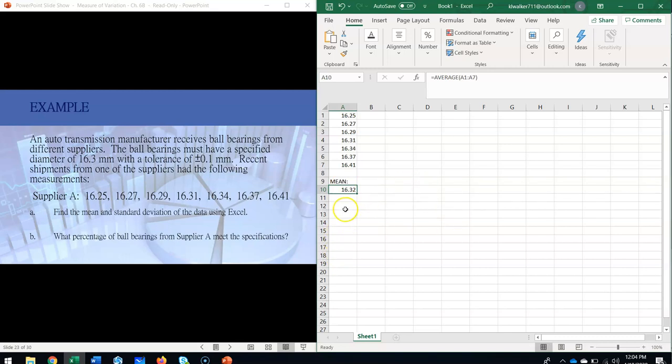Okay, now let's do the standard deviation. So for standard deviation, it's equal sign, just like any other formula, and it's STDEV dot S because we're working with a sample. And then it's parentheses. It's going to be the same group of cells here because this is where our data is. A1 through A7 in this case. Close them, press enter. So here's your standard deviation for that.